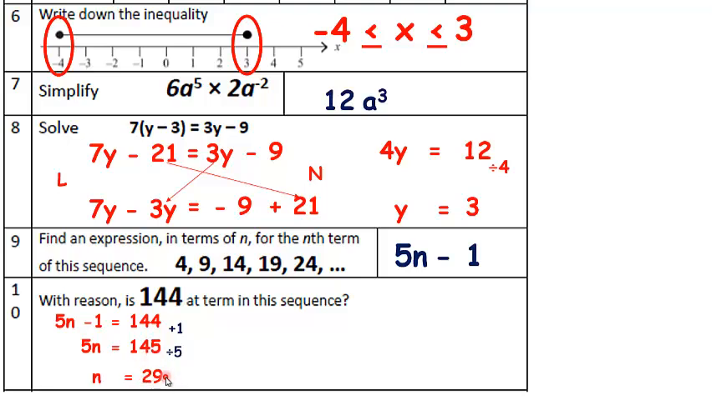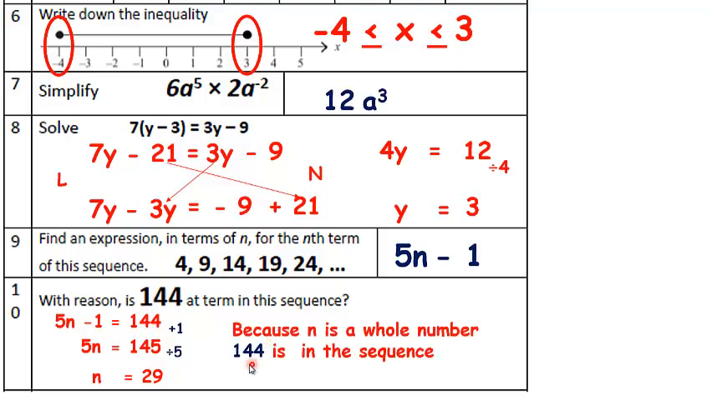145 divided by 5 is going to be 29. Because n is a whole number, 144 is in the sequence. Okay, that's it. Simple as. Make sure you're comfortable with that and make sure you can do it.